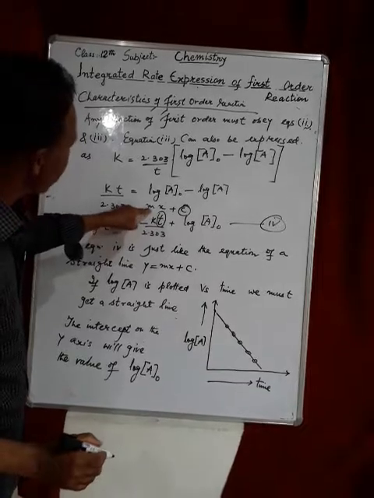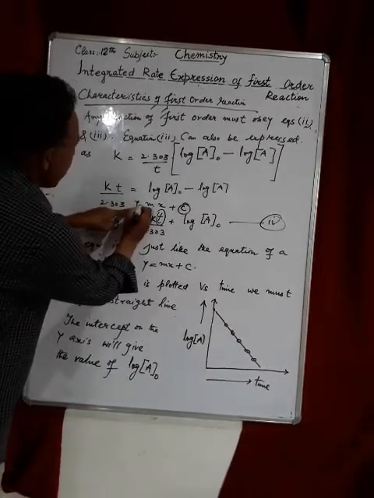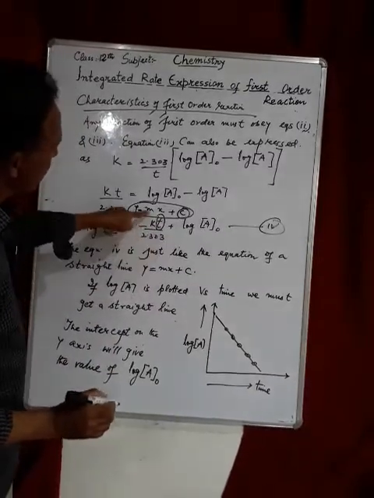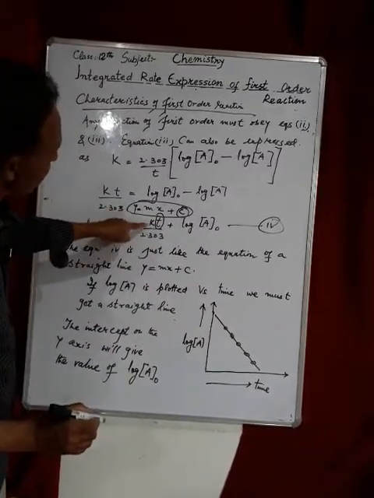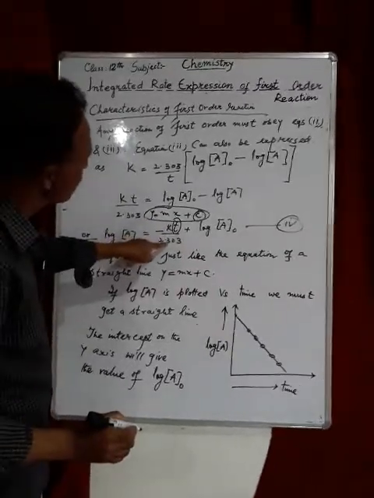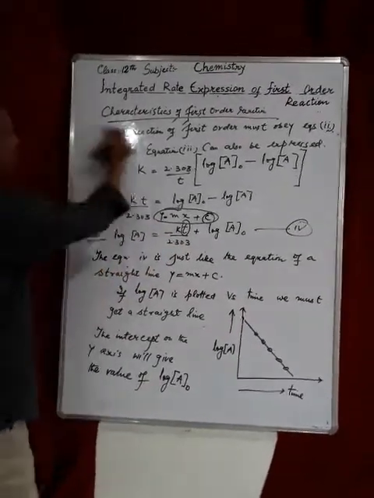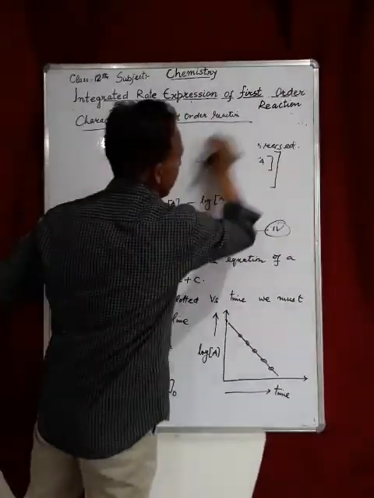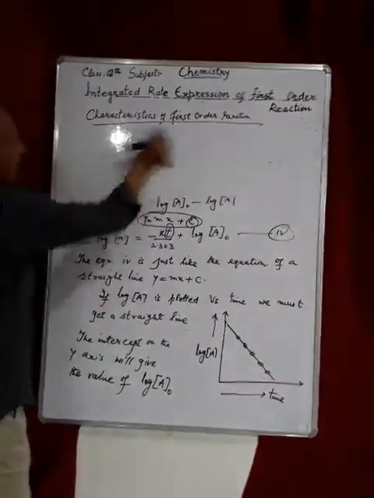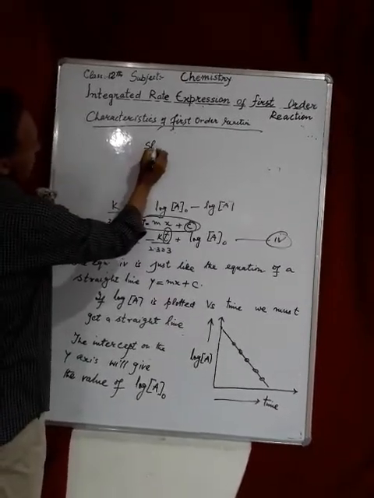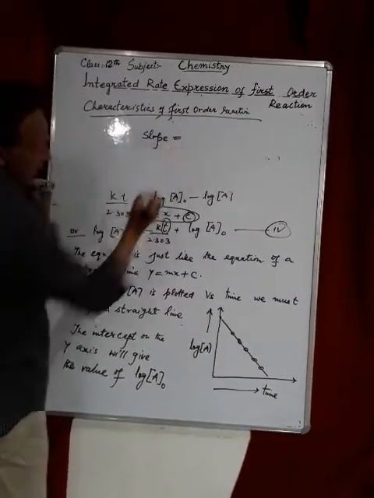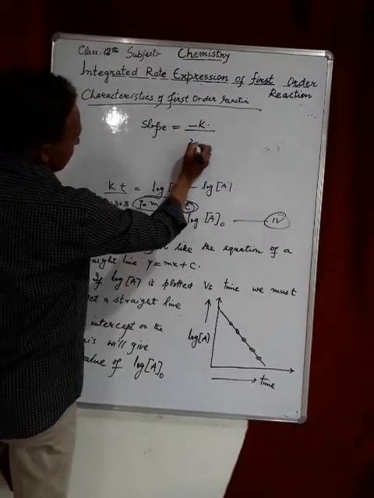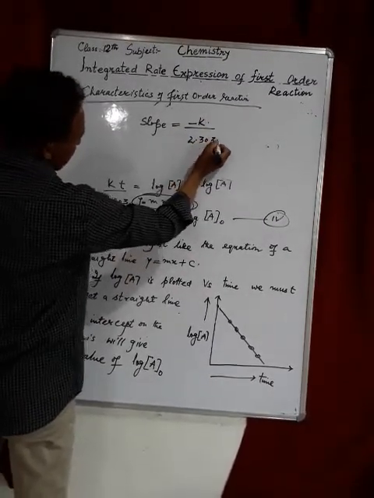Now the slope: in the equation of the straight line y is equal to mx plus c, if we compare with it, the value of the slope is equal to minus K divided by 2.303, and the slope will give us the value of minus K divided by 2.303.